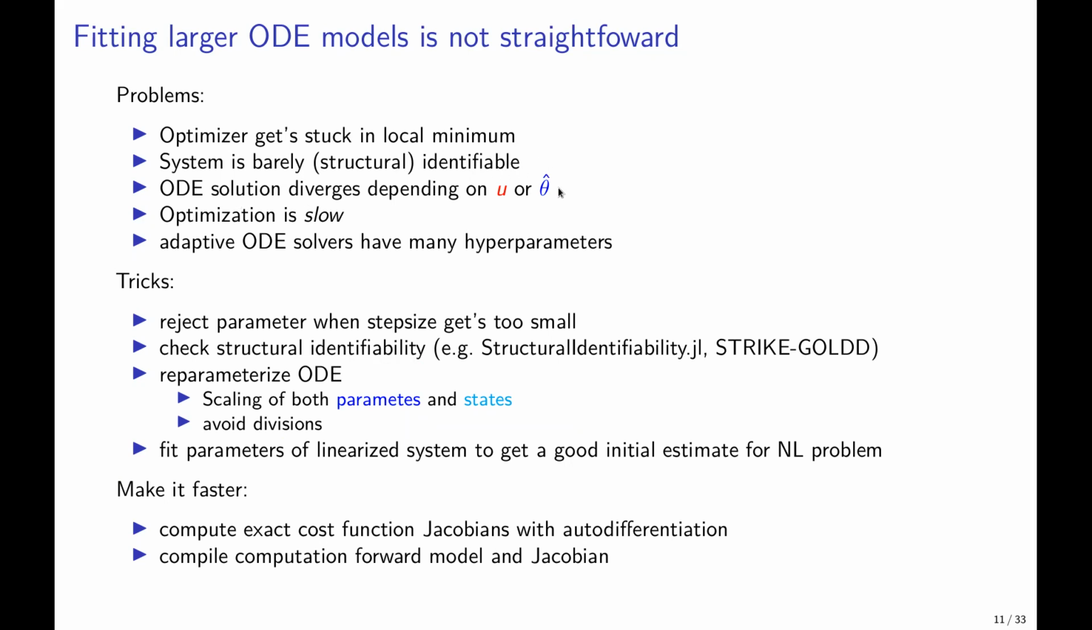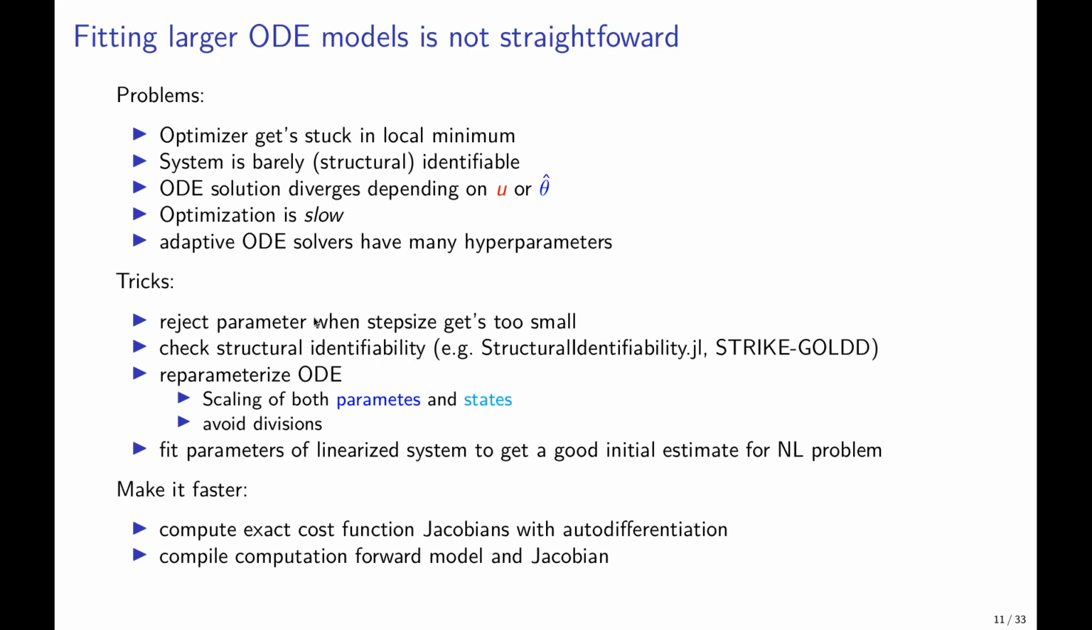Then, because you're solving an ODE, the solution of the ODE can diverge. So this is related to the optimization procedure, right? Maybe it steps into a region where the ODE diverges. Yeah, very, very annoying. Then if you have an adaptive ODE solver, it can also step into a region where the adaptive ODE solver is very slow. It kind of never really converges. And then the ODE solver has lots of hyperparameters. So it's a tricky problem. But you can do some things.